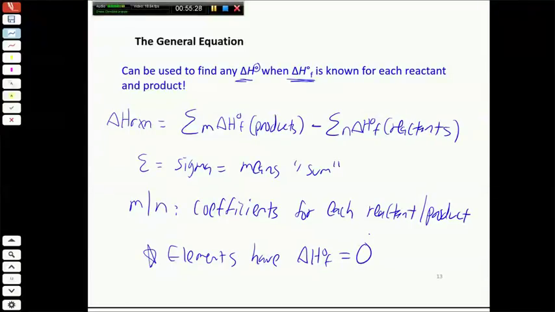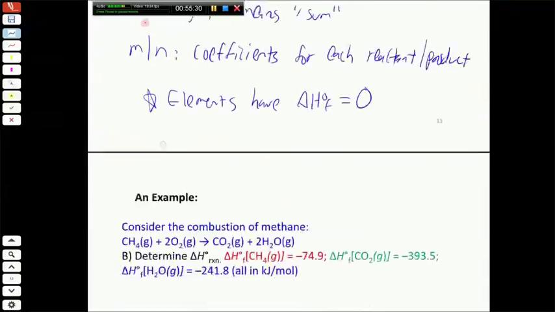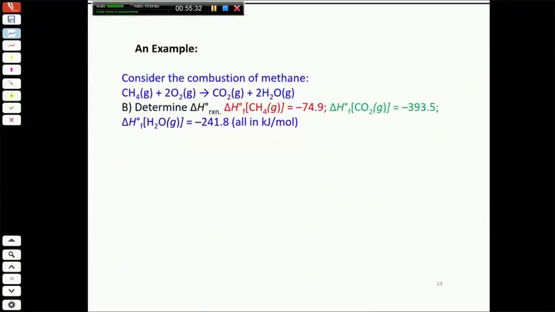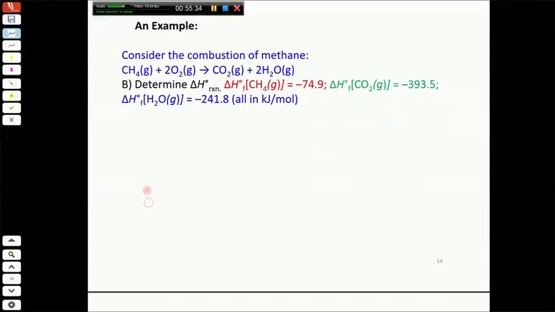The way this is going to typically be set up is we're going to give you a chemical equation. The first one I'll talk about is the combustion of methane: CH4 plus O2 to make CO2 and water. And then we'll give you the delta H of formation for at least some of the reactants and products, maybe not all of them, as we said. And we'll ask you to then find delta H for the reaction.